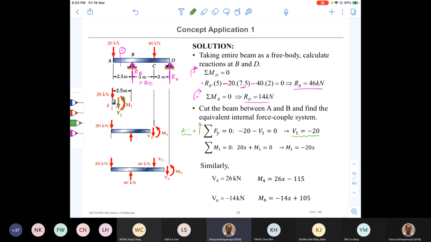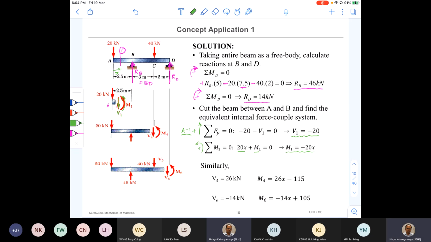For the bending moment, we take the moment around 1 in this direction as positive. I forgot to mark this one, the distance here is x. So it's 20 into x and then M1. So M1 is negative 20x. So the shear force and bending moment vary linearly.